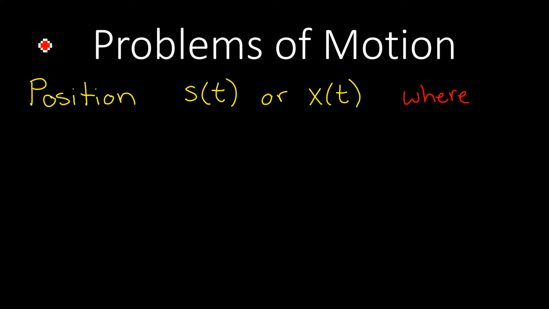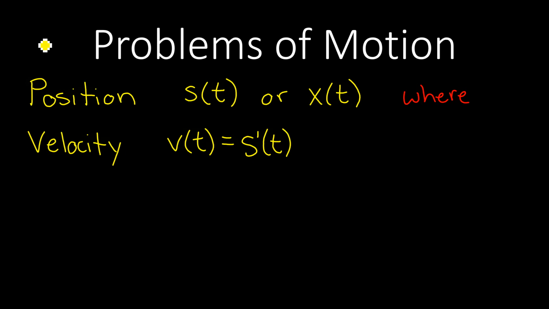After that, we know that if we're given that function, we can actually find, using the derivative, the next function, which is our velocity function. The velocity function you usually see as v of t. Now, the cool thing about that is it's the derivative of the position function. So all we have to do is take the derivative and we get our velocity function.